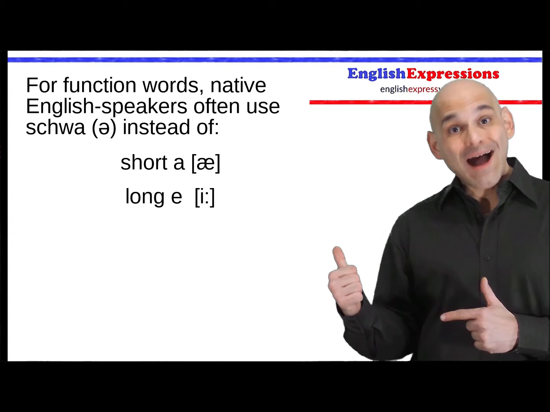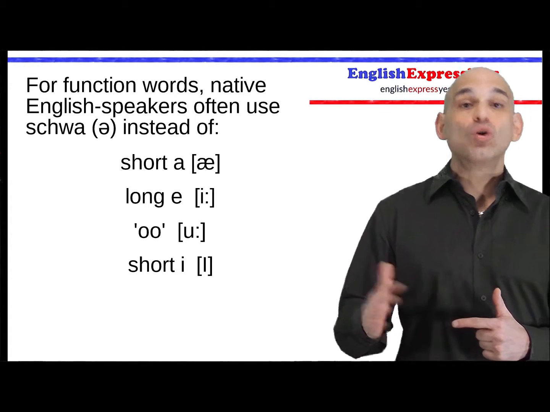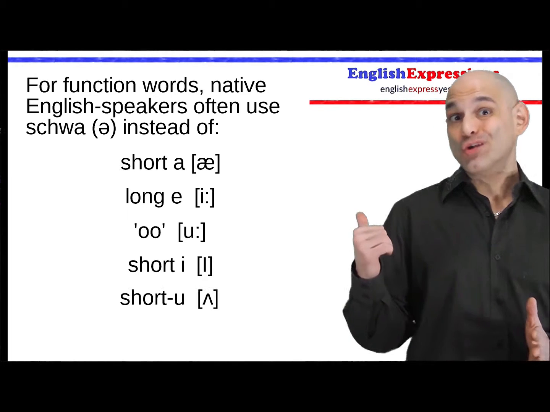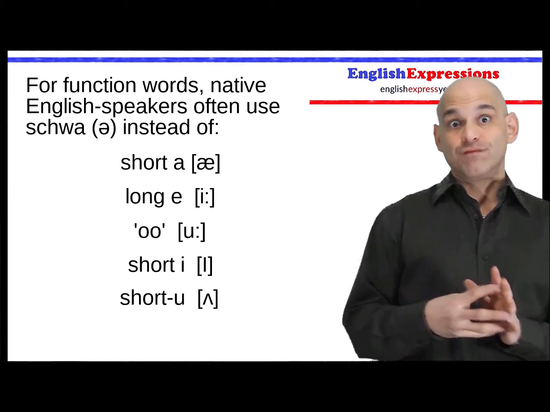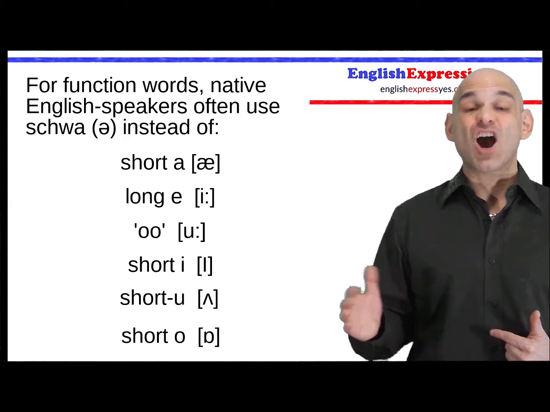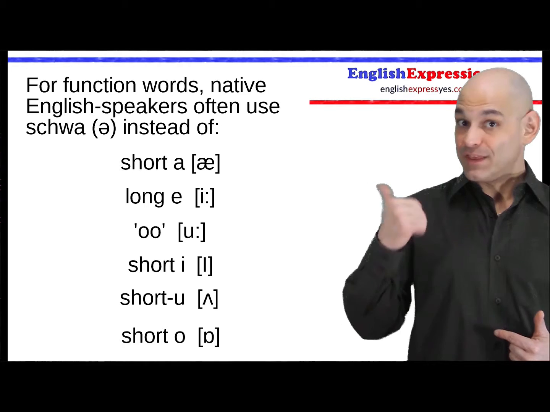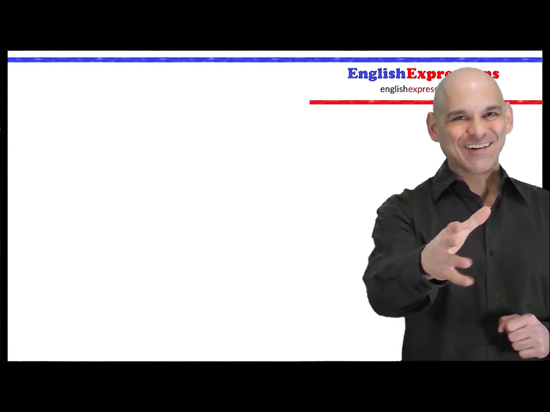We also do this for short I, for words like "in" or "with." And the short U sound we learned sounds very close to schwa, except the short U sound is longer. And the short O sound, instead of saying "off," we say "off" with schwa. And this is a big one. Remember that. All right.